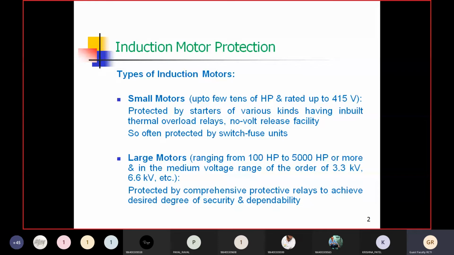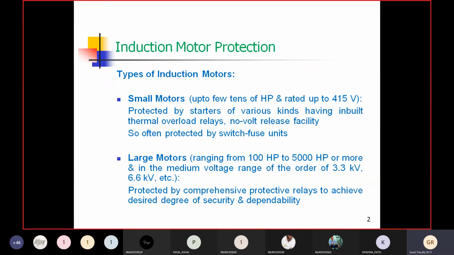Good. So we are talking about a machine which we are going to use for huge industry or for power plants. In power plants, I think you might have heard about PA fans, ID fans, FD fans. This type of motors use induction motors, which are having ratings in the range of thousands of HP generally. So these types of motors are having huge capacity, they are very costly, very complicated, and for these machines only we are going to provide the relays.